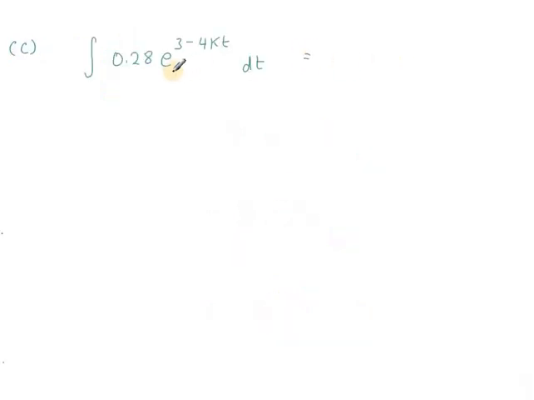In this example, I've got another exponential that needs integrating, so e to the power of, and this is a linear function, 3 minus 4k, and k is just a constant, so a linear function of t. Then I need to divide by the coefficient of t. I'm integrating with respect to t. The coefficient of t is -4k. I was multiplying by 0.28, so let's put that back in, plus c.